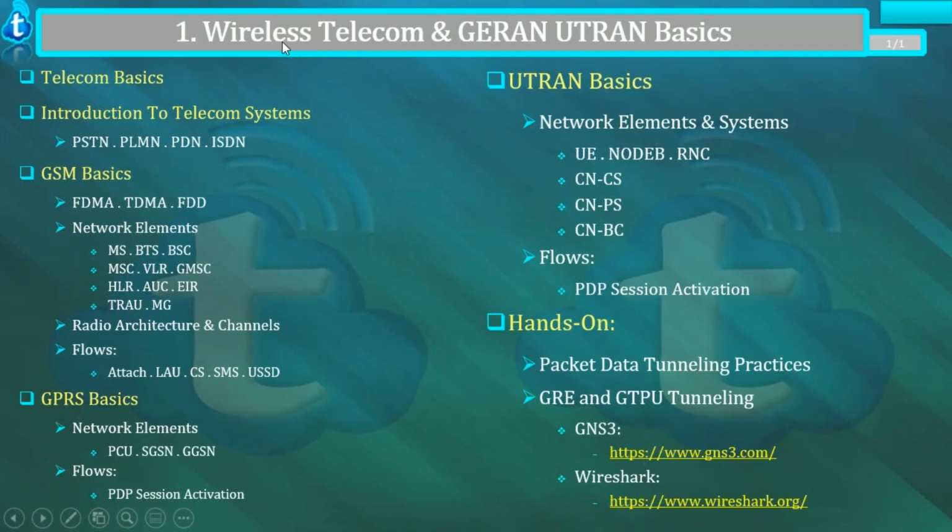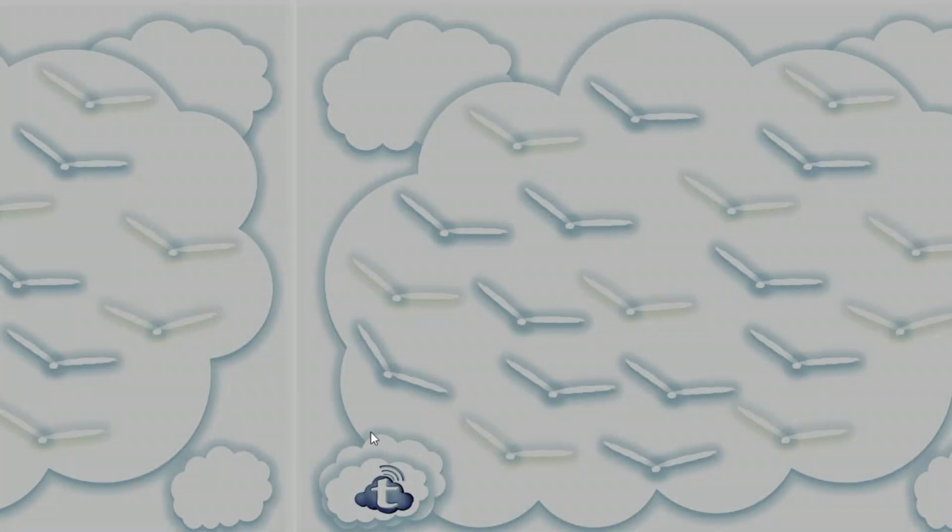In our first module we have 2 tools called GNS3 and Wireshark. Today I will show you these 2 tools. Tomorrow I will show you all the LTE practical tools. So first I show you GNS3 and Wireshark. So this is the GNS3 that we have.